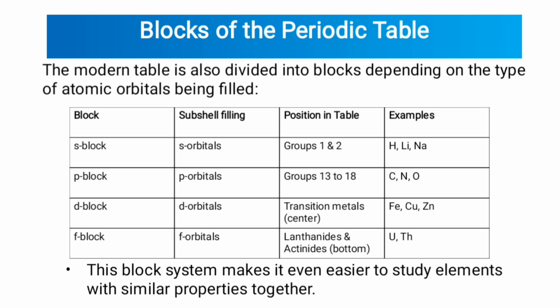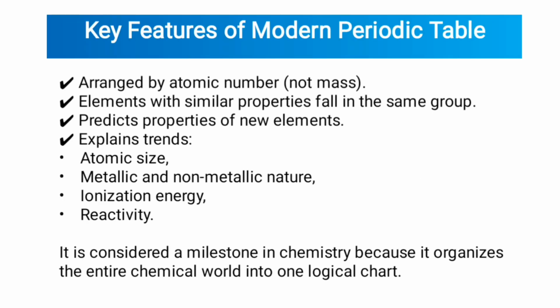This block system makes it even easier to study elements with similar properties together. Now, key features of the modern periodic table. Elements are arranged by atomic number, not mass. Elements with similar properties fall in the same group. It predicts properties of new elements. It explains trends like atomic size, metallic and non-metallic nature, ionization energy, and reactivity. It is considered a milestone in chemistry because it organizes the entire chemical world into one logical chart.